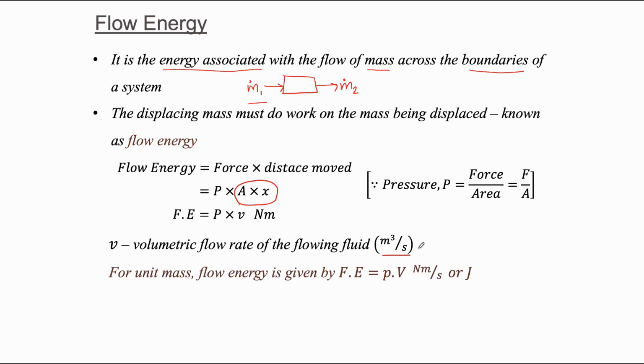So for unit mass, flow energy is given by pressure times volume, and the unit is Newton meter per second or joule.